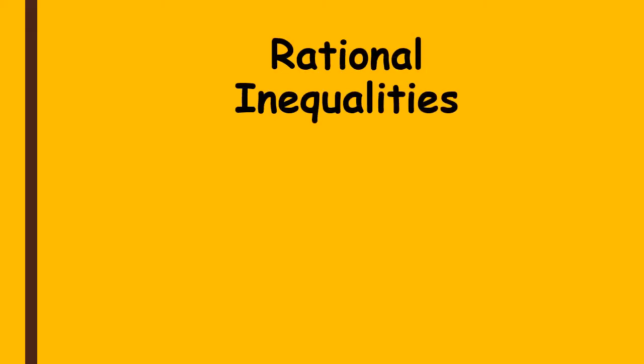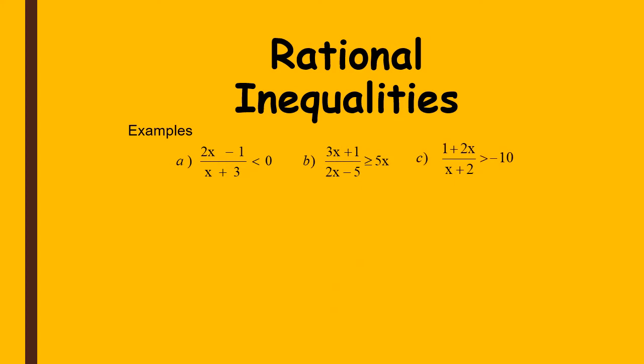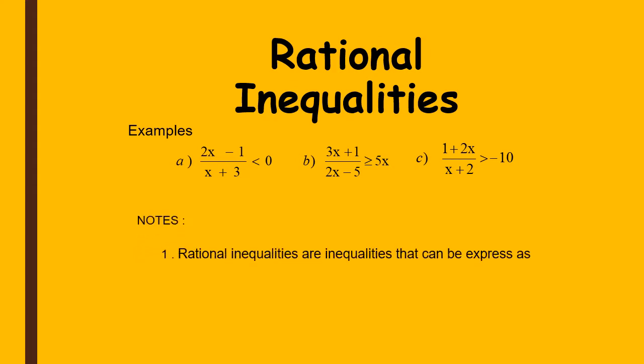Okay, let's continue with the last part of lecture 2, which is rational inequalities. Rational inequalities can be written in this form. We have these three examples. All of them are a ratio between two linears, and then it can be anything on the right side. Note that rational inequalities are inequalities that can be expressed as.